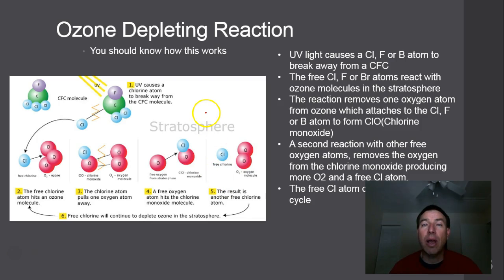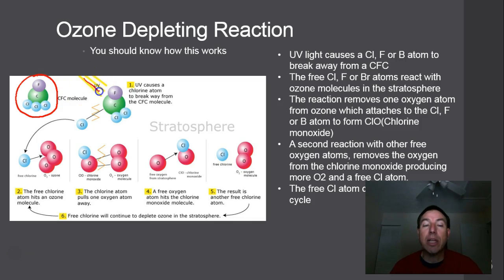You really need to know how this reaction works. You need to know how a CFC will actually destroy an ozone molecule. So let's go through it here real quick. So we have a CFC over here. And so we have a carbon bonded to several chlorines and a fluorine here. And there are many types of CFCs, so this is just a simplistic view of a CFC.